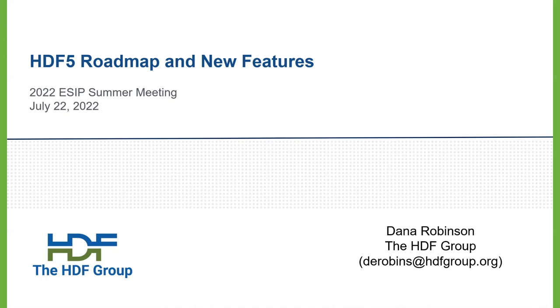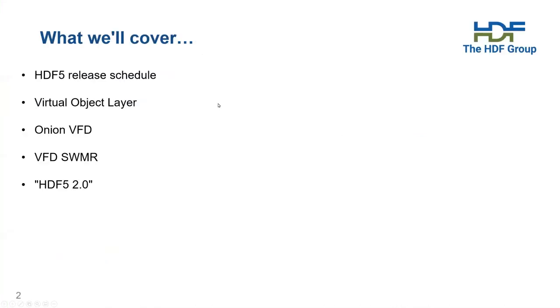So we're talking about the roadmap and some new features. Talk about the release schedule. We'll talk about the virtual object layer, which technically isn't new, but it's really arriving in a much more finished form now. The Onion VFD, VFD Swimmer, and HDF5 2.0, what we're planning on doing in the future, or at least the discussion of it.